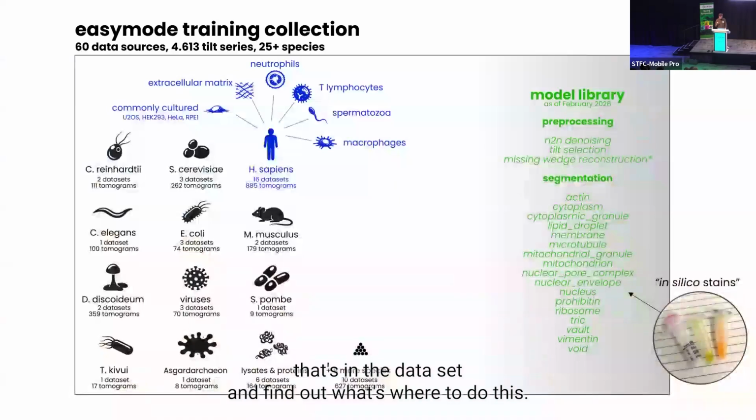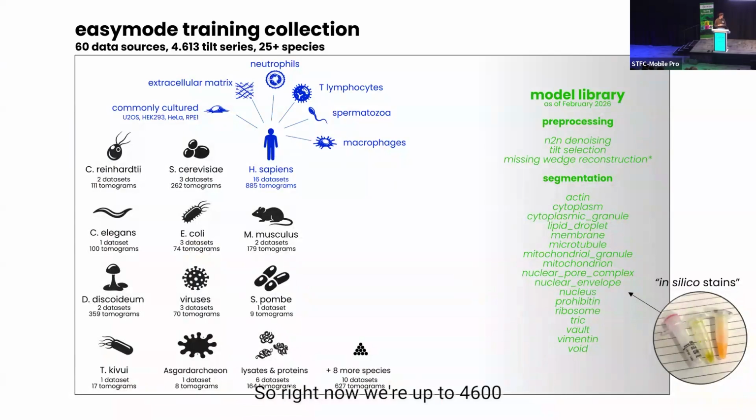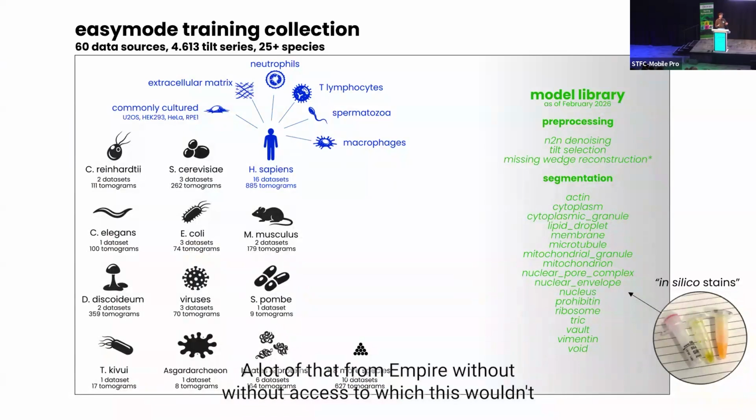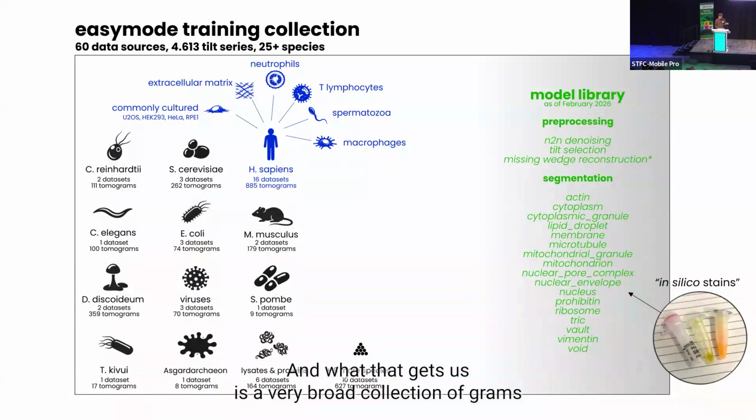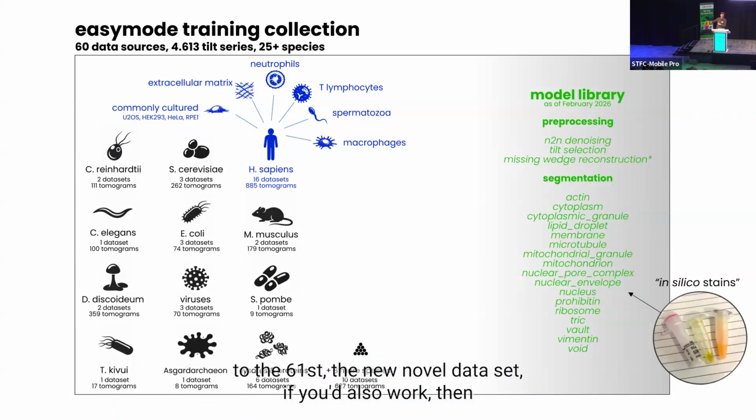To do this, I've been compiling a large training data collection where we tried to sample tilt series from all over the place. Right now we're up to 4,600-ish tilt series from about 25 different species. A lot of that is from EMPIAR, without access to which this wouldn't have been possible. Some is from the cryoET data portal, and also a lot from colleagues around at the LMB. That gets us a very broad collection of tomograms from which we can sample very diverse representations of different features, and then use that to train. The idea is that if you train on these 60 different sources, then when you apply the resulting networks to the 61st, the new novel data set, it should also work there.